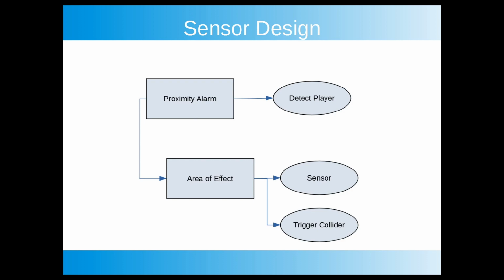As a child of the proximity alarm, we also have another game object, which is an area of effect. This area of effect is going to have the sensor script attached to it, and that script is where the magic will happen in determining if a player is near it. It's able to do this thanks to a collider that we're going to set onto the area of effect. This collider will have to be in a triggerable state because it's not going to have any physics attached to it, or else you'd get some really strange behavior as a result.